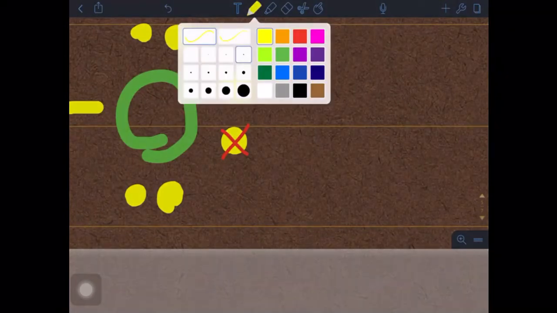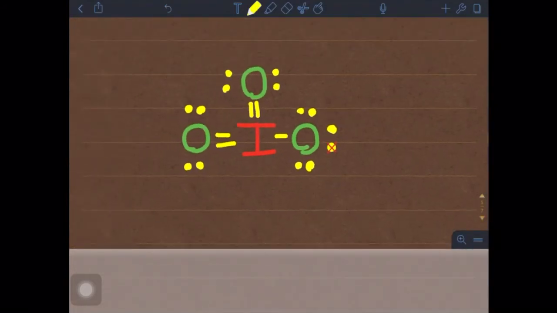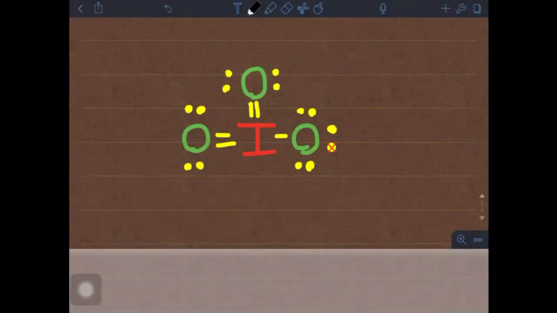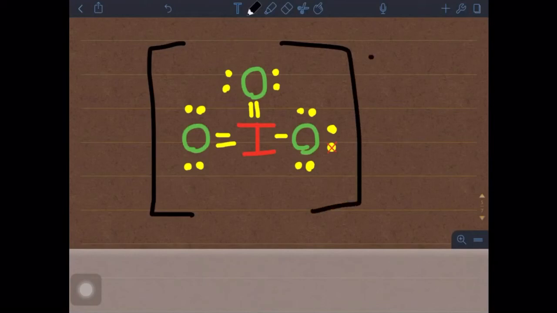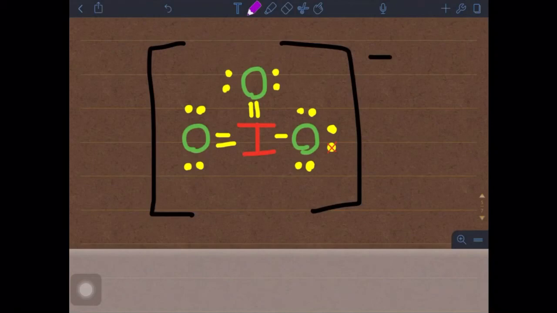So you have to signify this one as an added electron, showing that this is now a negative ion, an anion. And the way you'd finish this is by putting it in brackets and putting a negative sign on the outside to show that it is a negative polyatomic anion. And this is how you would show the Lewis dot structure for an iodate and for a negative polyatomic ion or a polyatomic anion.